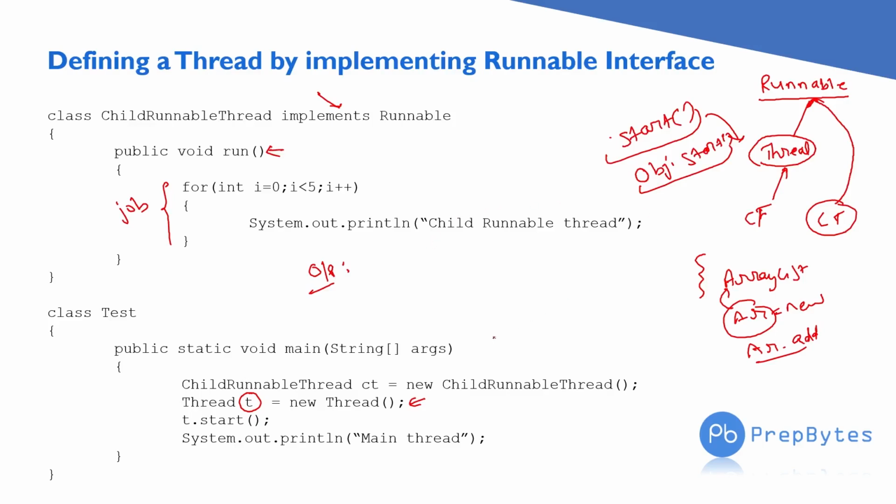Can anyone tell me? Using the start method, obviously we have one thread, now 2 threads are present, a child thread and a main thread. So this is not an issue. So what will be the answer? Just think about it. I want you to think about it.